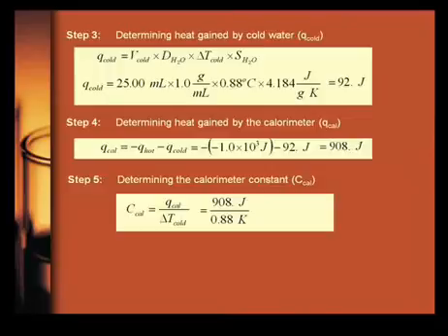So 908 joules divided by 0.88 Kelvin. And remember, degree C is equal to delta T, and degree C is equal to delta T in K, so I just put the K there. And that is equal to 1.0 times 10 to the third joules per Kelvin. And this is what you'll be doing in the first part of the experiment, determining the calorimeter constant.